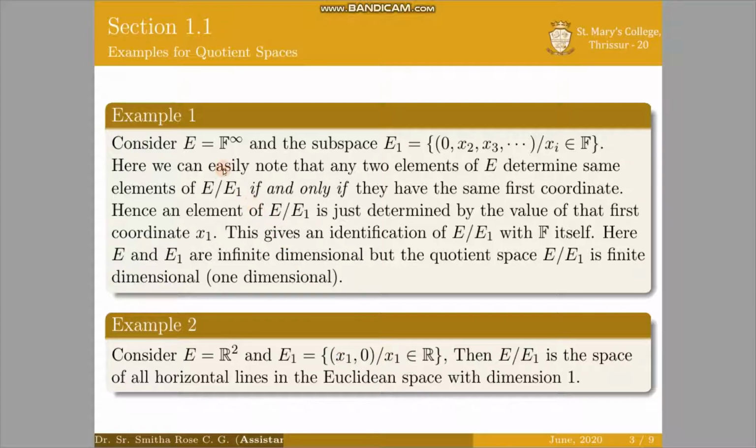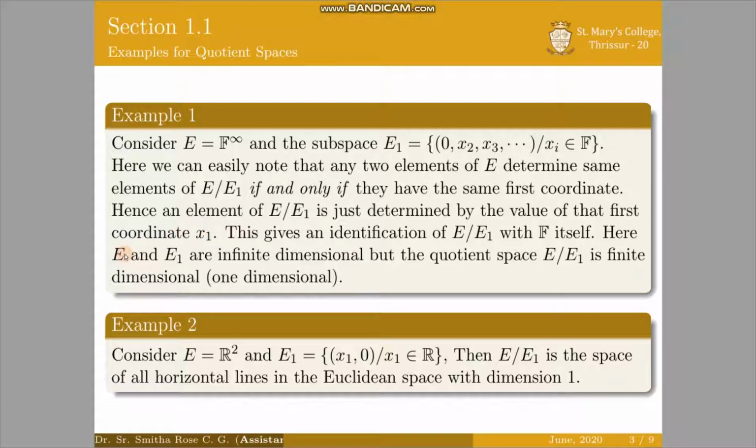So coming to the examples of quotient spaces, in the first example, we have the vector space E equal to the set of all infinite tuples, that is F raised to infinity. And the subspace we are taking here, E1, is equal to the collection of all infinite tuples (0, x1, x2, x3, etc.) with first coordinate 0. Here we can easily note that any two elements of E determine the same element of the quotient space if and only if they have the same first coordinate. Hence, an element of the quotient space is just determined by the value of that first coordinate x1. This gives an identification of the quotient space with the field of scalars F itself.